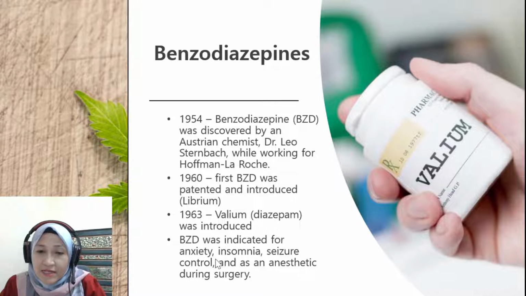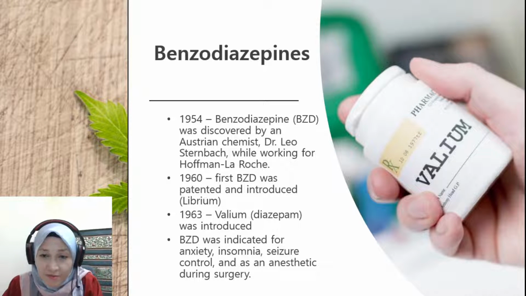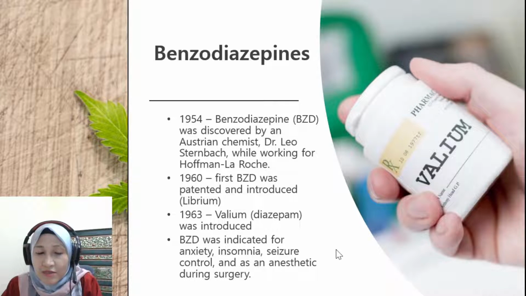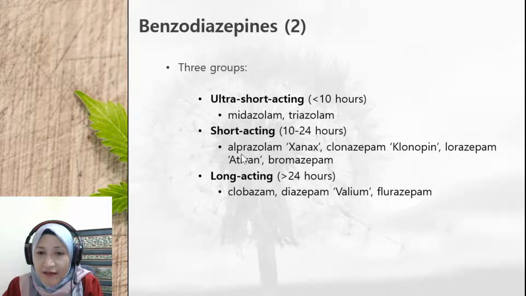Benzodiazepine was indicated for anxieties, insomnia, seizure control and as anesthetic during surgery. So it was more popularly used for patients undergoing surgery in which we need to knock down the patient so that the surgery can be done. So we need to give them depressants. We also have three groups: ultra short acting, short acting and long acting benzodiazepine. Ultra short acting acts less than 10 hours. It will be in the body.